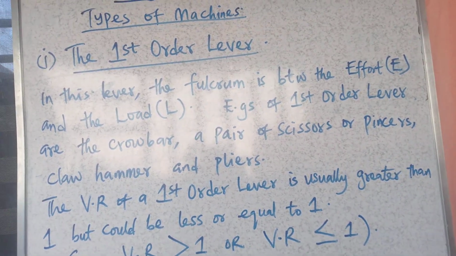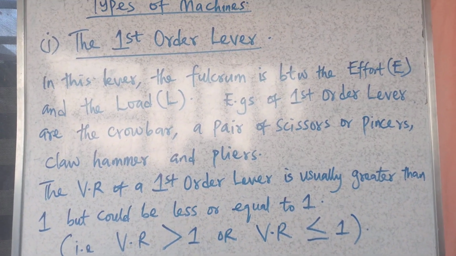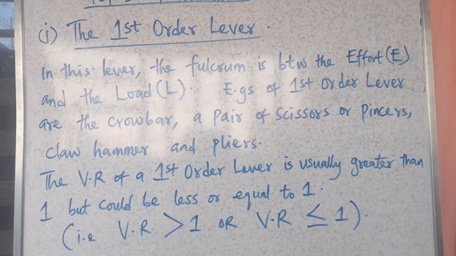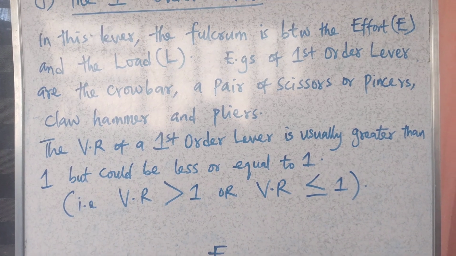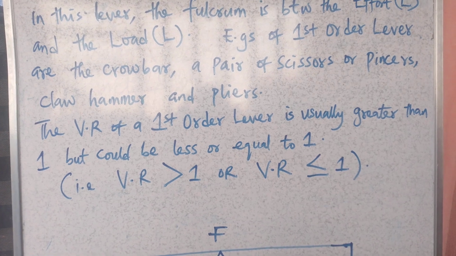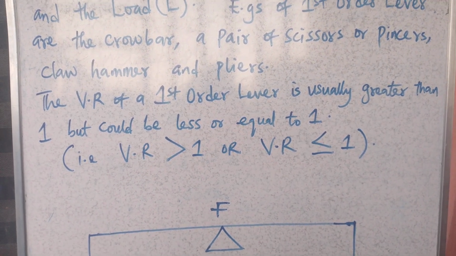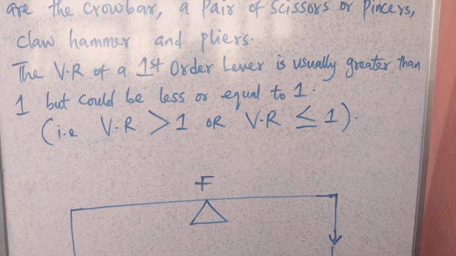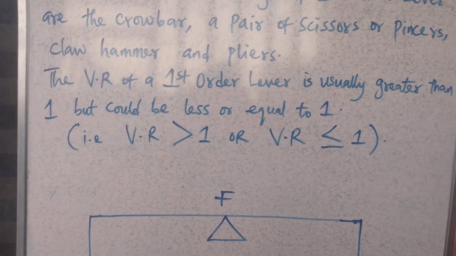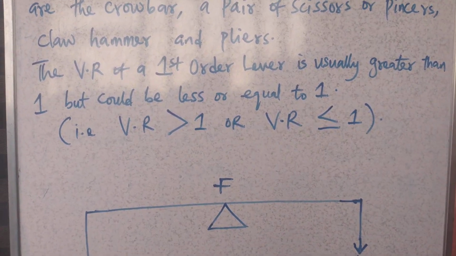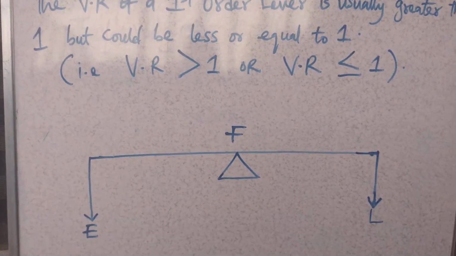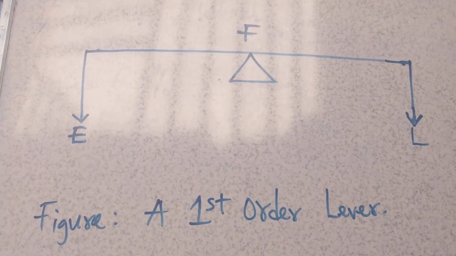Examples of first order lever are the crowbar, a pair of scissors or pincers, claw hammer, and pliers. The velocity ratio of a first order lever is usually greater than 1, but could be less than or equal to 1. Mathematically, velocity ratio is greater than 1, or velocity ratio is less than or equal to 1 for a lever. Now this is a diagram of a first order lever.